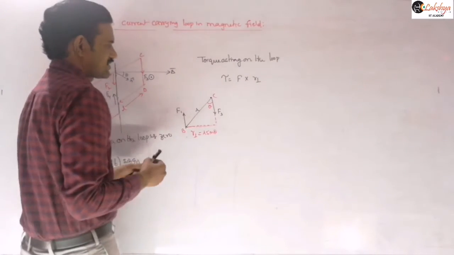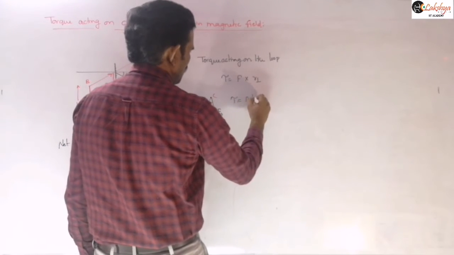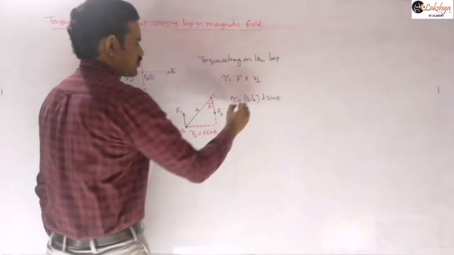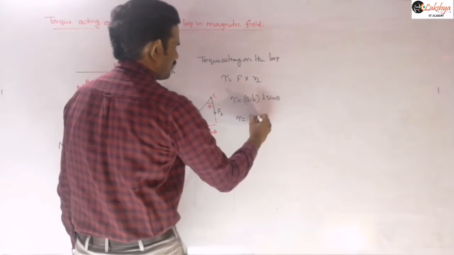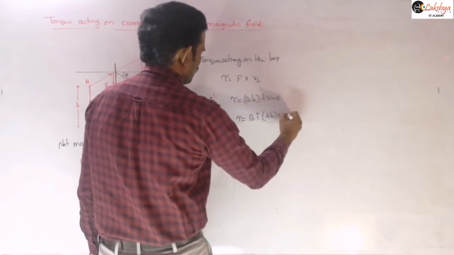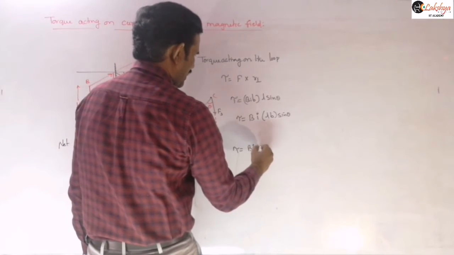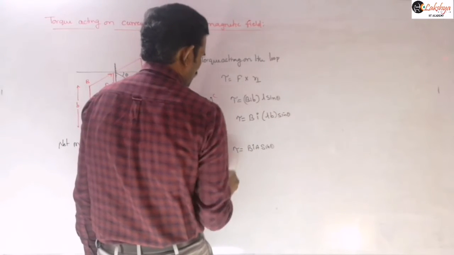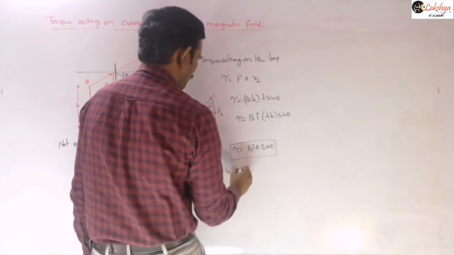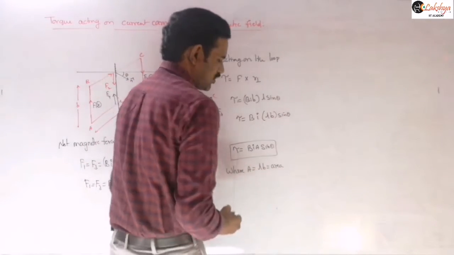And so now we can write tau is equal to BI into L sin theta. Therefore tau is equal to BI into L into B into sin theta. Therefore tau is equal to BIA sin theta, where A is the area of the coil, A equal to L into B.